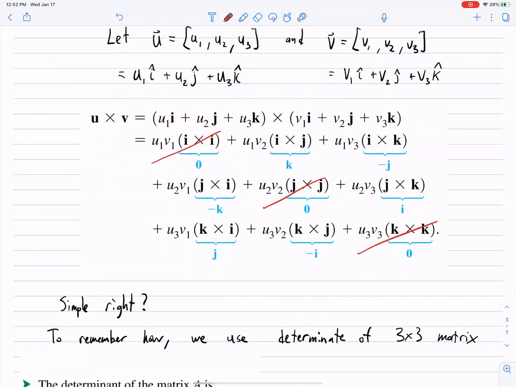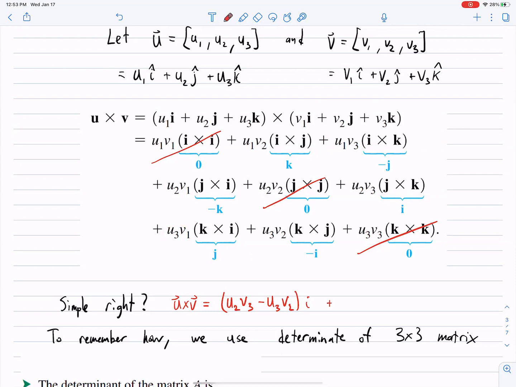That one's 0, it goes away. That one's 0. And then you collect like terms, right? So the ones with the i are that guy and that guy. And so we're going to get u cross v will equal, for i, we get u2 v3 minus u3 v2. That's the first component. So that's the i component. And then for the j component, it will be this minus this. So it's going to be u3 v1 minus u1 v3.